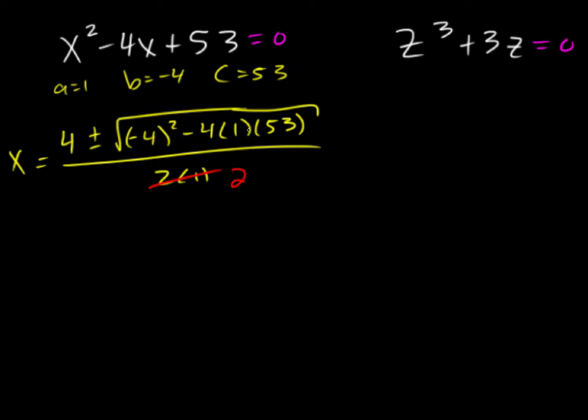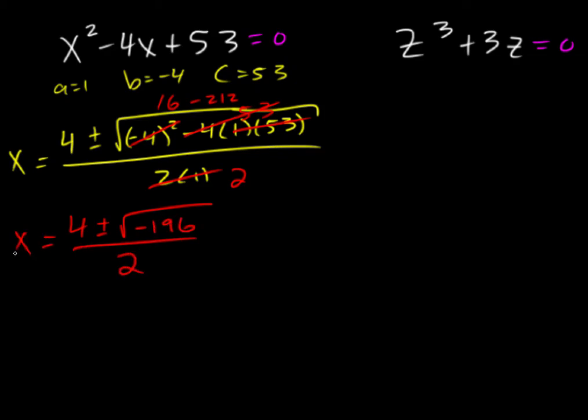Okay, so the bottom goes to 2, that goes to 53. 53 times 4 is 212, so we have -212, and then this is going to be 16. Okay, and then if we combine those, we get -196 over 2. Now 196 is 14 times 14. So we're going to pull out the negative as an i, and since 196 is a perfect square, we're going to get 14i, all of that over 2. We can divide each piece by 2, and that's going to give us 2 plus or minus 7i, and those are the zeros.